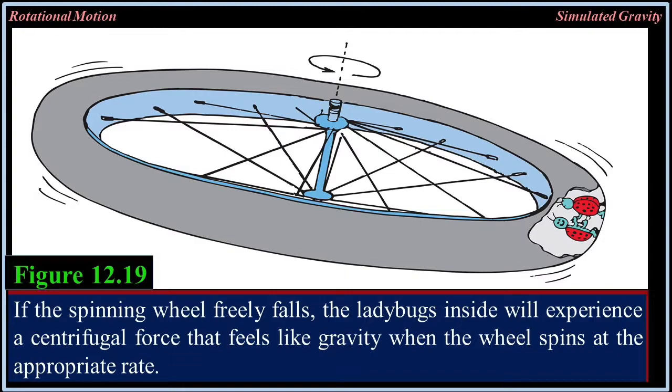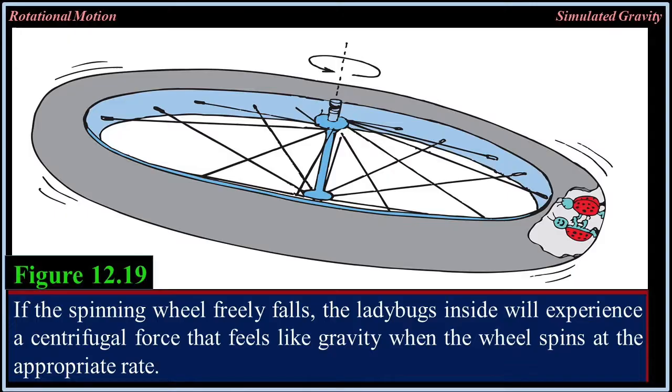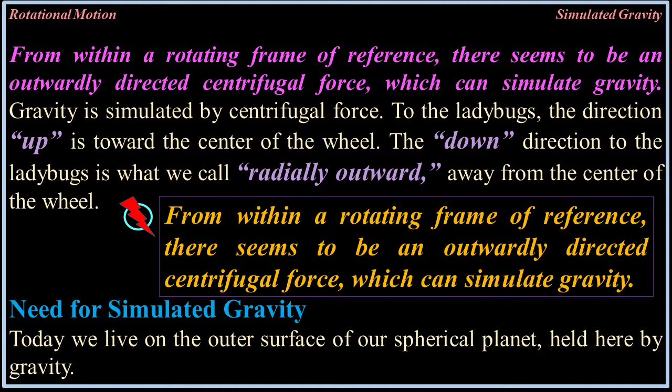Figure 12.19. If the spinning wheel freely falls, the ladybugs inside will experience a centrifugal force that feels like gravity when the wheel spins at the appropriate rate. From within a rotating frame of reference, there seems to be an outwardly directed centrifugal force which can simulate gravity. Gravity is simulated by centrifugal force. To the ladybugs, the direction up is towards the center of the wheel. The down direction to the ladybugs is what we call radially outward, away from the center of the wheel.